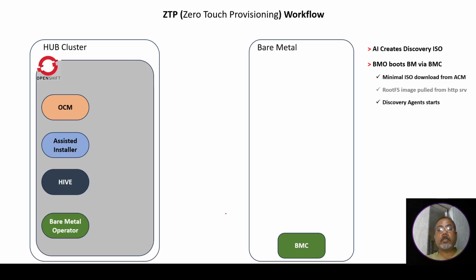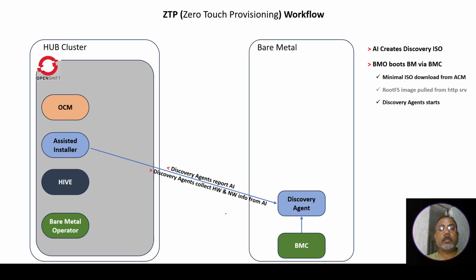And then it will discover the agent. Then it will start the discovery agent, and we saw that, right? And then the discovery agent started. Once the discovery agent started, it will collect the hardware and network info for the assisted installer. Then the discovery agent reports that okay, we got the details, now we can start the installation process.